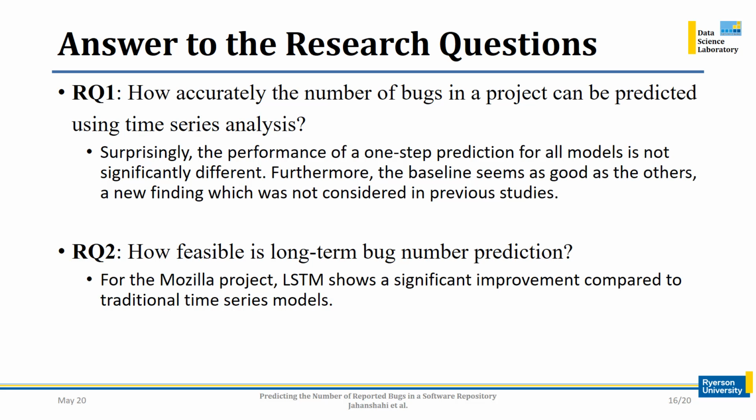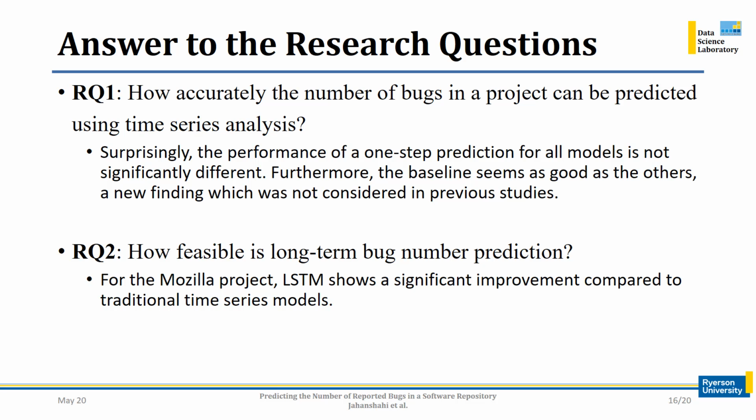Recall the first research question: how accurately the number of bugs in a project can be predicted using time series analysis. We tried time series models including LSTM or long short-term memory, ARIMA, exponential smoothing or EXP, weighted moving average, and random forest regressor, with or without exogenous features for some of them. Surprisingly, the performance of a one-step prediction for all models is not significantly different. Furthermore, the baseline seems as good as others. The new finding, which was not considered in previous study, because in the previous studies they didn't have any baseline.